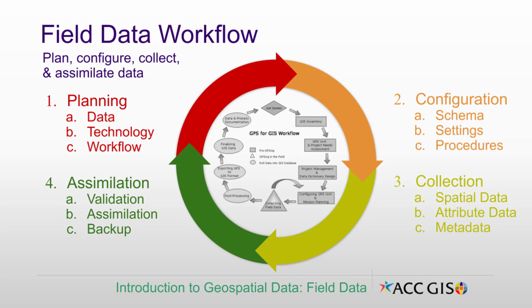So, the first phase is planning, where you need to plan for your data, technology, and workflow. The second phase is configuration, where you're configuring your schema, settings, and procedures. The third phase is actually collection, where you're collecting your spatial data, attribute data, and your metadata. And then your fourth and final phase is assimilation, where you're validating your data, assimilating it into your GIS, and backing it up. Now let's look at each of these phases in the field data collection workflow a little more closely.